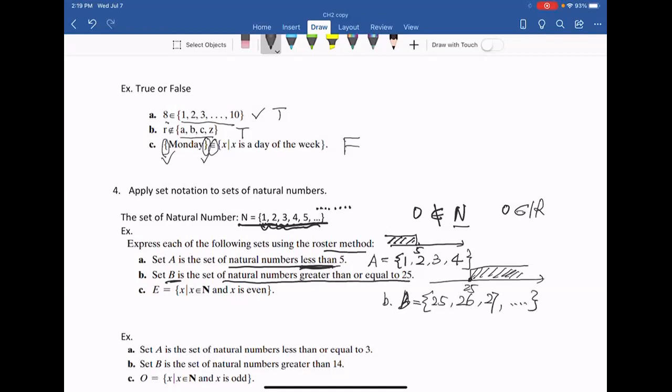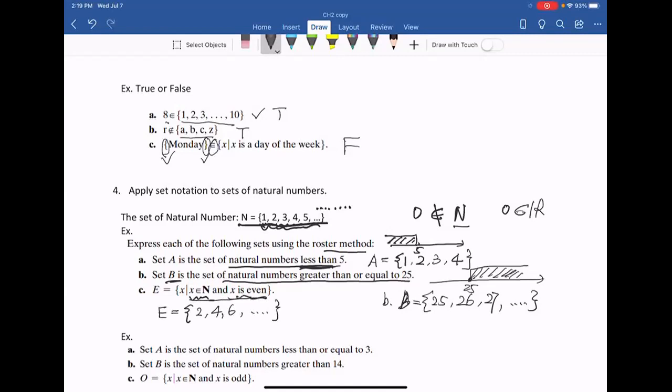Number C, E is all the elements X such that X is in the natural numbers and X is even. That means E equals 2, 4, 6, etc. Yes, they need to satisfy both conditions: natural number and even.